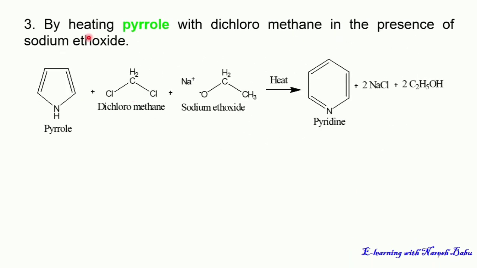The next method of preparation: we can prepare this using the 5-member ring system of pyrrole by reacting with dichloromethane in the presence of sodium ethoxide. In ethanol, we take the sodium salt form, sodium ethoxide. By heating pyrrole with dichloromethane in the presence of sodium ethoxide under heating conditions, it is going to give pyridine along with sodium chloride and ethanol.